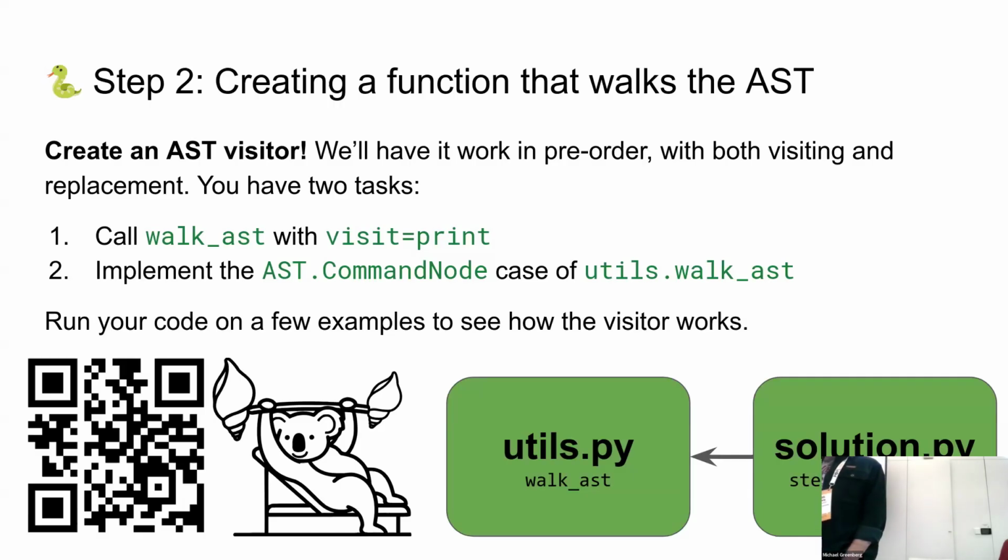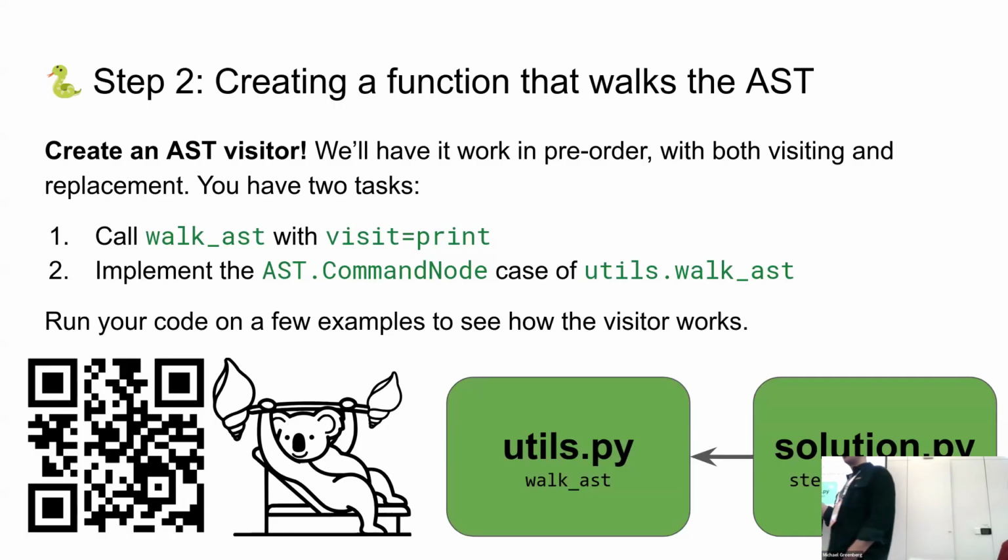So let's do that. In utils, there's a function called walkast that walks over the Shasta AST. This is a nice way to meet all of the different kinds of nodes that we have. There's two steps. In the step two function, we'd like you to call this visitor just with print as the visitor, so that we'll visit the nodes in the appropriate pre-order. And then we would like you to go to command node and implement the command node case of utils.walkast.